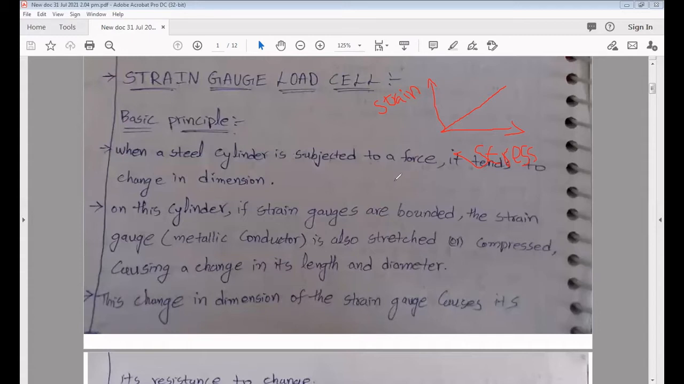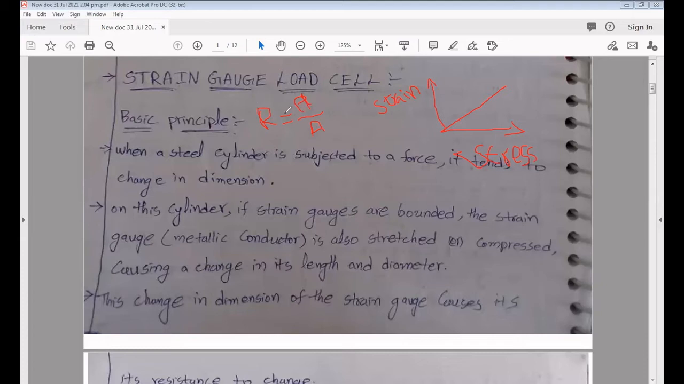How will it change? Suppose, for example, in electrical engineering, the formula is resistance R equals rho L by A. Here L is the length of the material, whatever material we are taking, whether it is a conductive material or anything else. If that length changes, the resistance of the material will change.